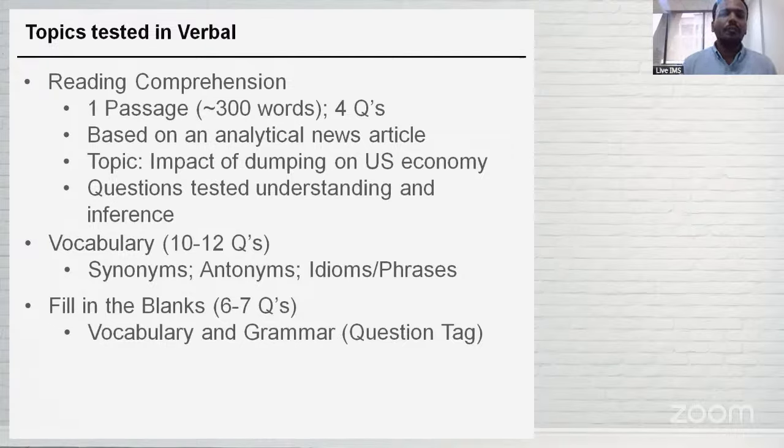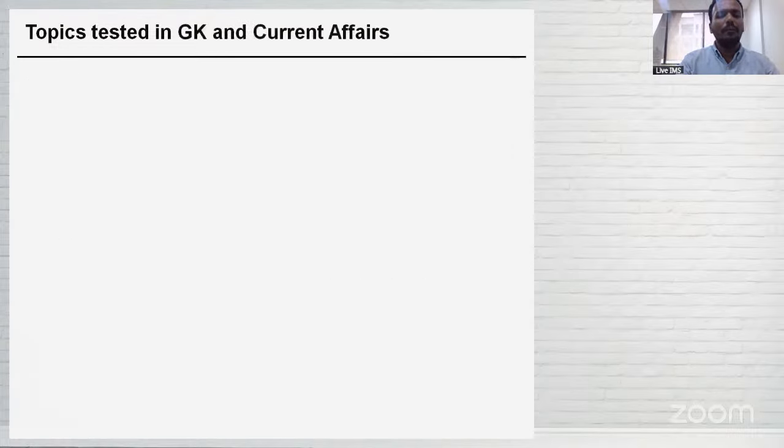Apart from the reading comprehension, there were around 10 to 12 questions from vocabulary. The topics tested were synonyms, antonyms, idioms, and phrases. Let's say 6-7 questions were there for fill in the blanks. Vocabulary and grammar questions were asked in this section. In grammar particularly, there were questions based on the add question tag type. The difficulty of this section was medium. 18 to 20 questions can be attempted.